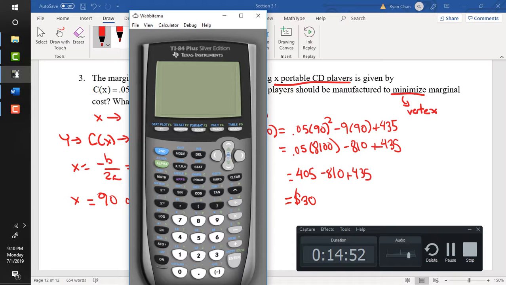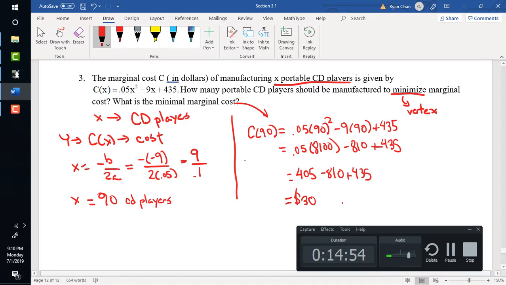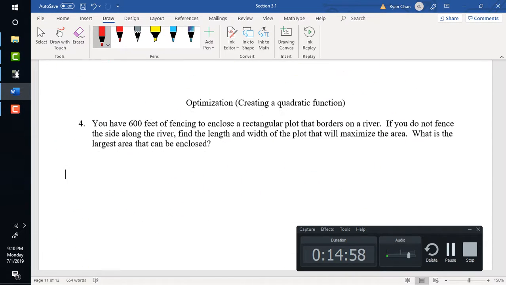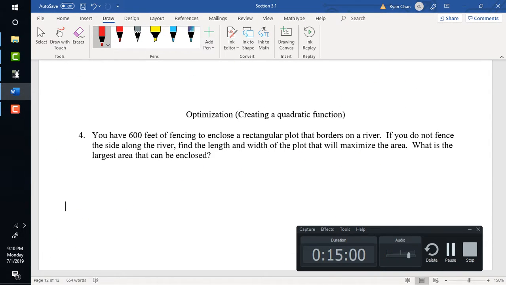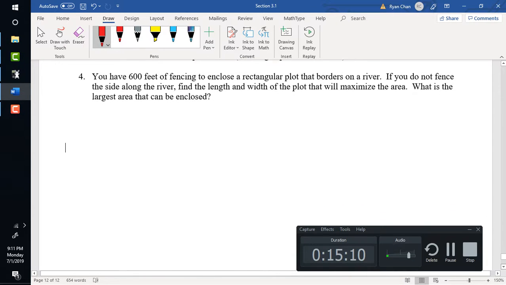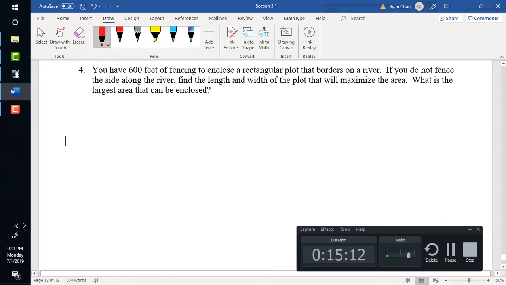So we're going to talk about our very last type of problem. The last type of problem can be a little bit difficult because this time they do not actually give you a quadratic function. You have to create it yourself, okay? So I'm going to show you this one here. Please practice this one, okay? You will run into situations like this here. And if you have questions, do feel free to send me an email.